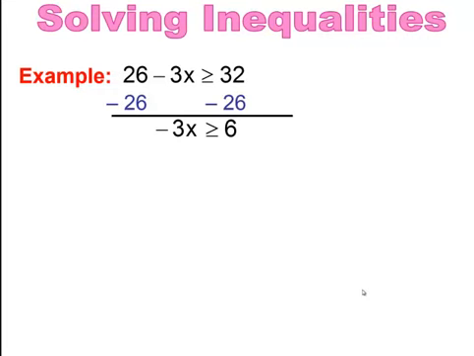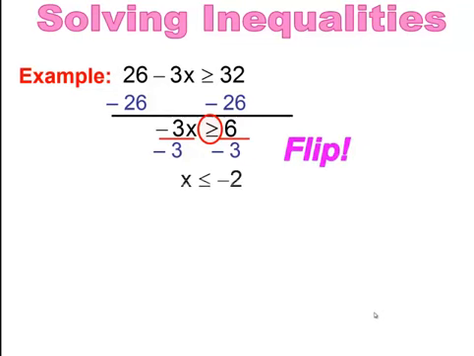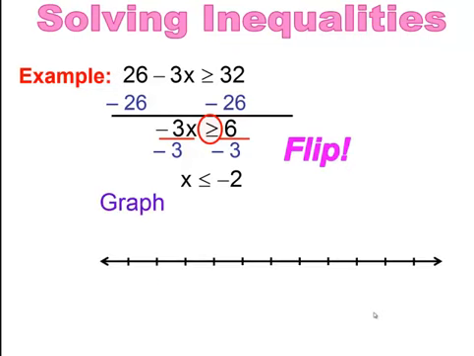So now the last step, I have to divide, and I'm dividing by a negative, and whenever you divide by a negative, that means you have to flip that inequality symbol. So you're going to flip that inequality symbol for the solution, and you end up with x is less than or equal to -2. We're going to graph this solution. It's going to be a closed circle because I have less than or equal to, and we're going to shade to the left.